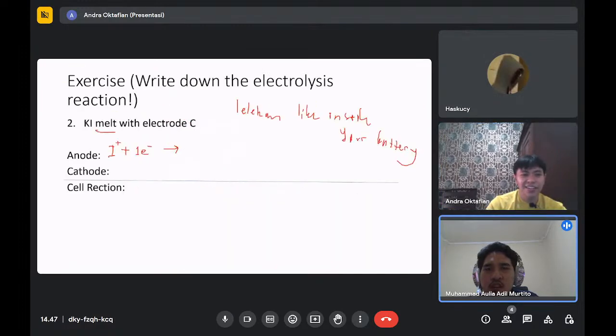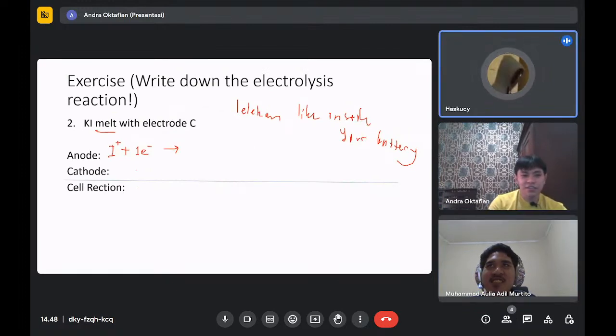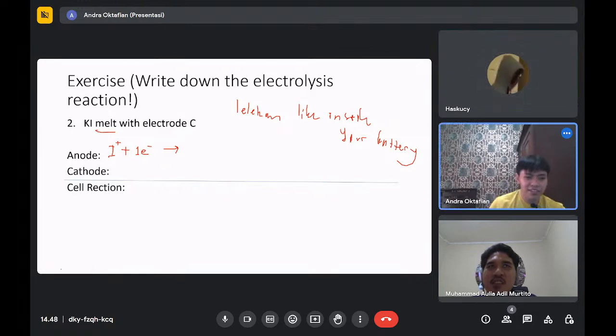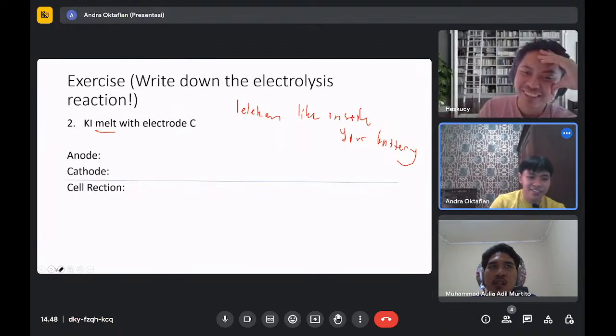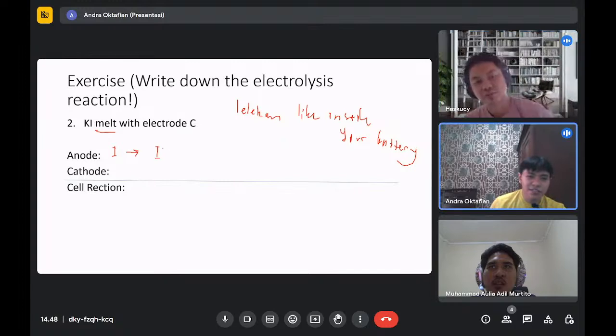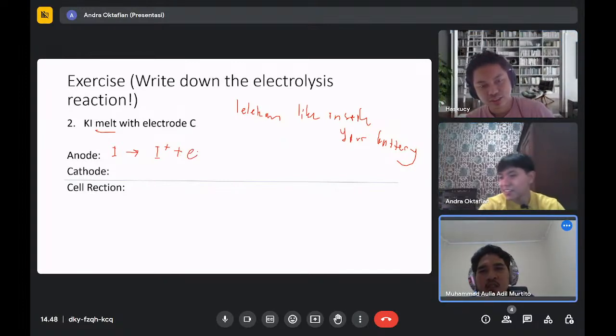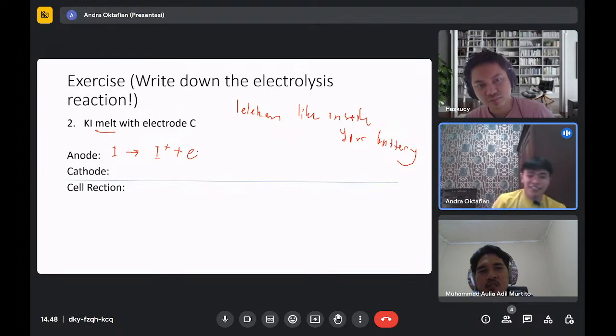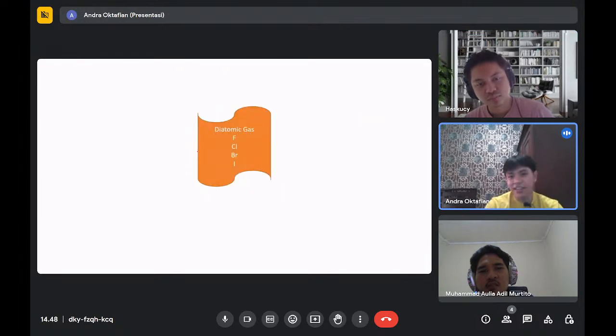What is E again? Oh, it's oxidized, so it should be like that. I was wrong. It is the neutral atom first, without the ion, like I. And then, actually, it equals I2, iodine. Got it. So remember, guys, there are diatomic gases.